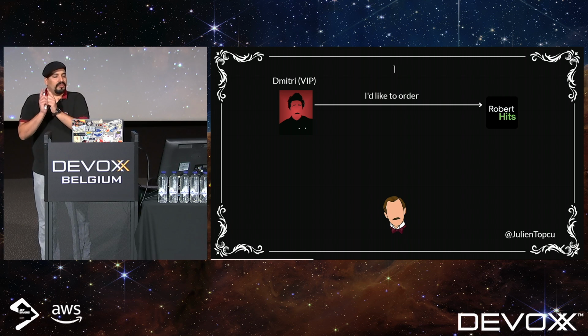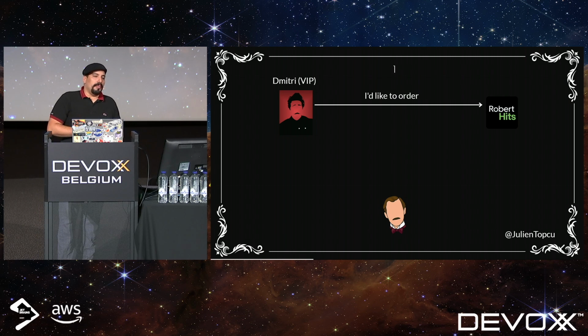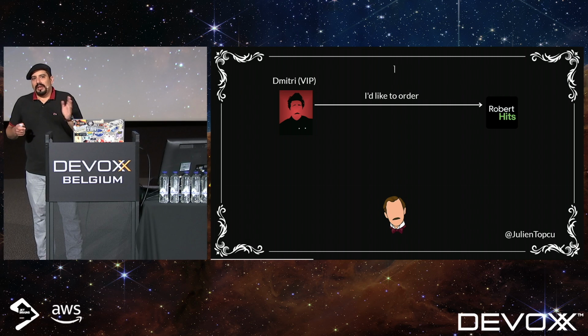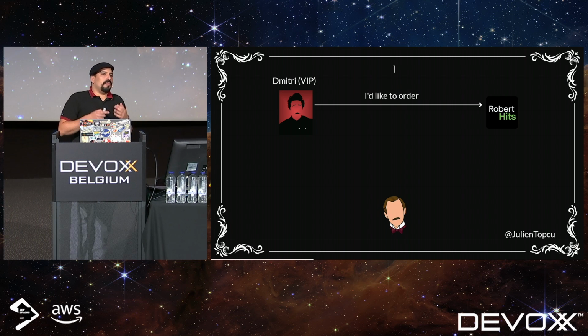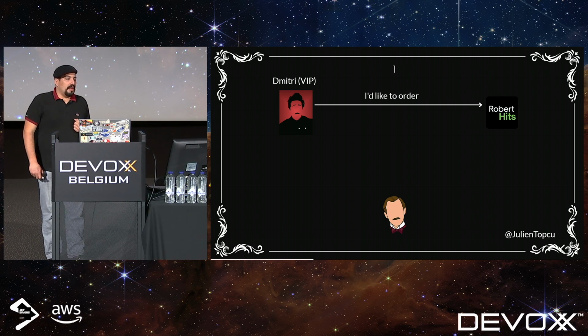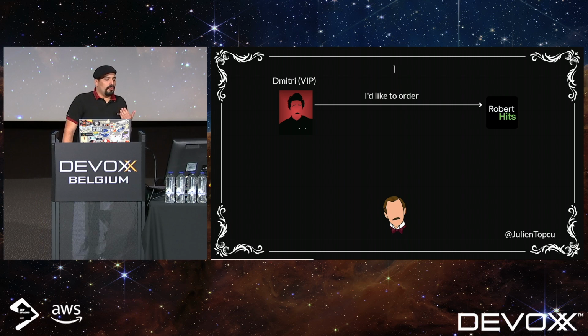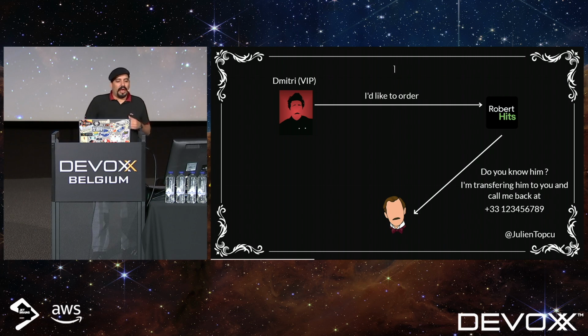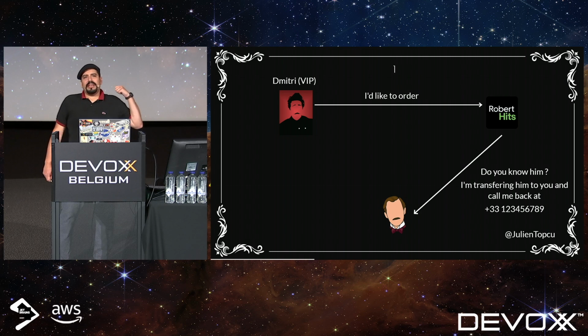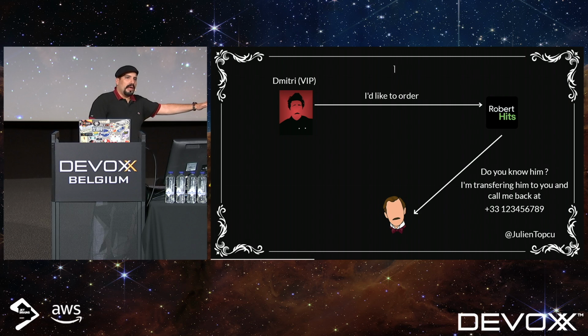But Robert Hitz doesn't know Dimitri. Maybe this is not someone who has a bar tab at the hotel. So they need to make sure of it. The only means they have is to work with someone they trust working at the hotel, meaning here, Gustave, the manager. So they just put Dimitri on hold and call Gustave and say, do you know that guy? He claims to be Dimitri. Can you just check that this is him? And he has a bar tab, and just right after, call me back at that number.